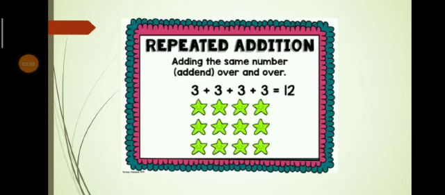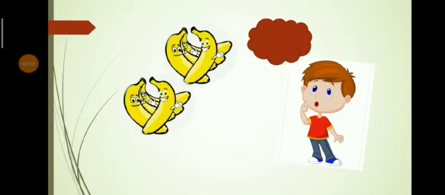Multiplication as repeated addition. Students, when we add the same number over and over, it is said as multiplication as repeated addition. For example, 3 plus 3 plus 3 plus 3 is equals to 12. Let us understand this with an example. Students, a boy named Rama wants to give 3 bananas to each animal. But he doesn't know how many bananas he needs altogether. Now, we must help Rama calculate how many bananas he needs for the animals.